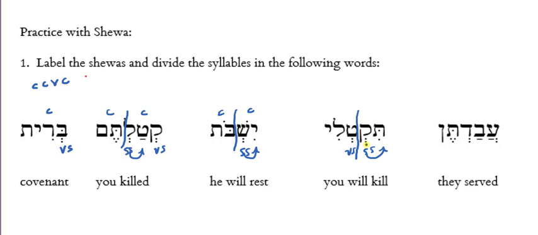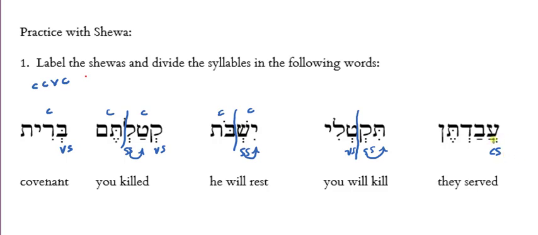Tick, no sound, tick, and then t-li. Tick, t-li, tick, t-li. How many vowels do I have? Two. Qamets, qamets yod. Two vowels, two syllables. And then the next and final word is an ayin with a compound Shiva.